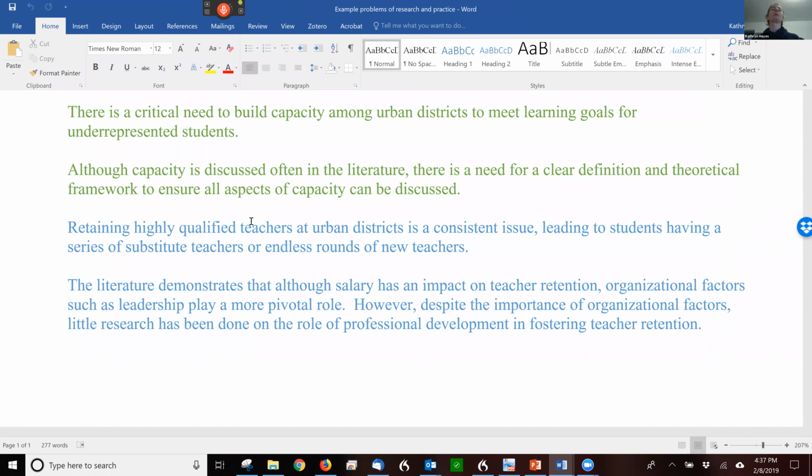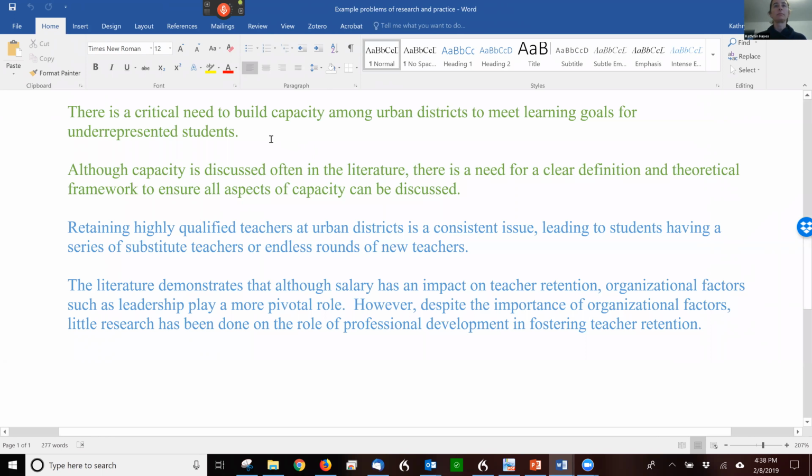Now, the other green statement says, although capacity is discussed often in the literature, there is a need for a clear definition and theoretical framework to ensure all aspects of capacity can be discussed. Is this a problem of practice or a problem of research? Again, remembering that a problem of practice is something that needs to happen out in the districts, and a problem of research is something that we don't understand.